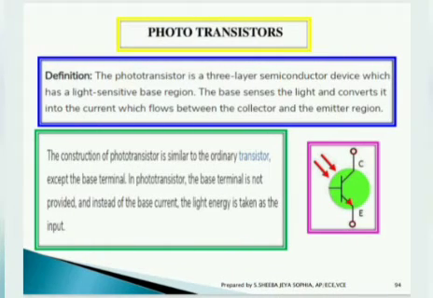This phototransistor, as I have said, is a 3-terminal device with emitter and collector ends marked clearly. The phototransistor is a three-layer semiconductor device which has a light-sensitive base region. The base senses the light and converts it into current which flows between the collector and emitter regions. The construction of a phototransistor is similar to an ordinary transistor except for the base terminal. In a phototransistor, the base terminal is not provided and instead of the base current, the light energy is taken as the input.